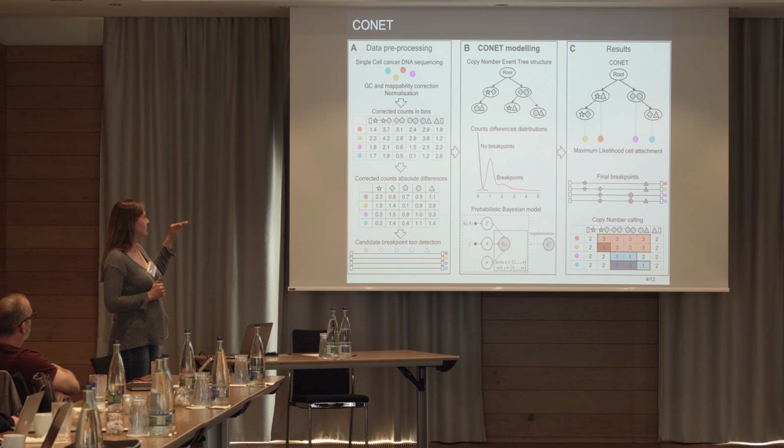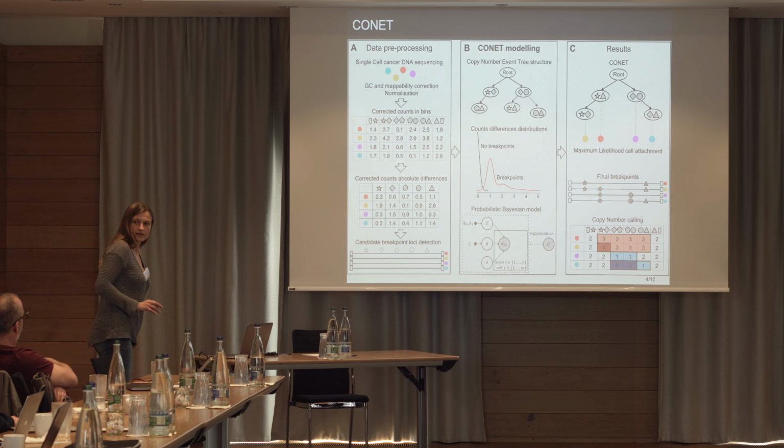And also, we can perform final copy number calling when we cluster the bins that have undergone exactly the same copy number history. And then we just calculate the average corrected count and round it to the closest integer. And all the bins that were not inside any of the copy number events, according to our tree, we say they have copy number 2, without checking.